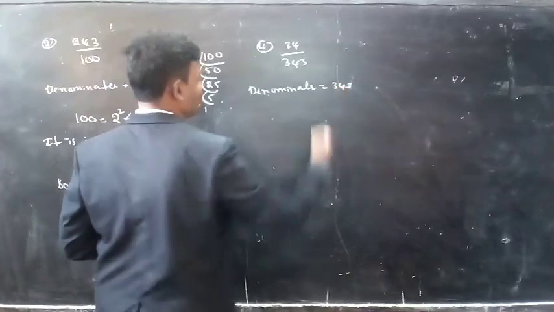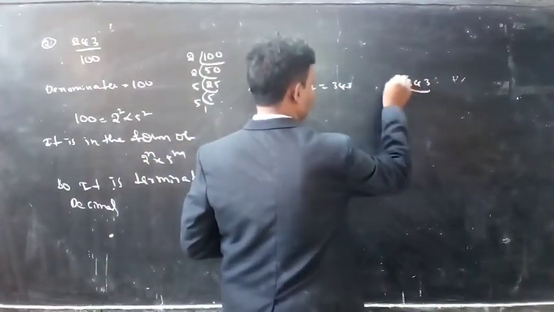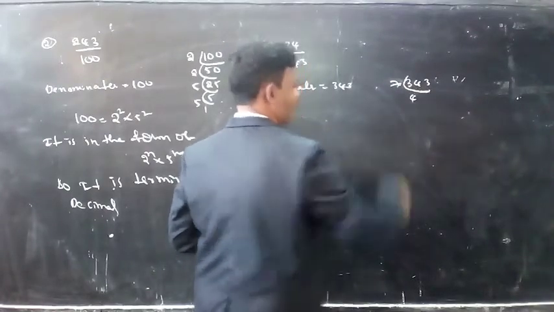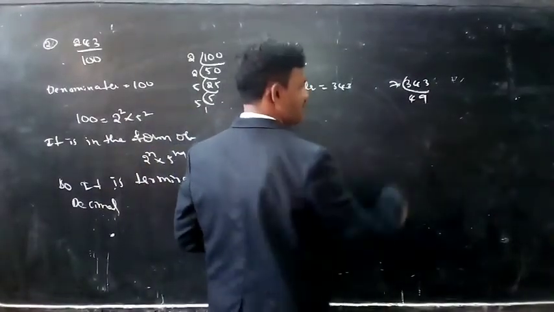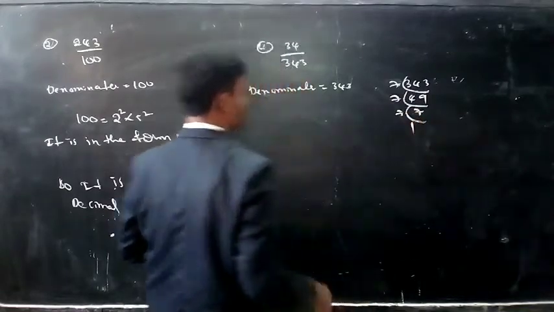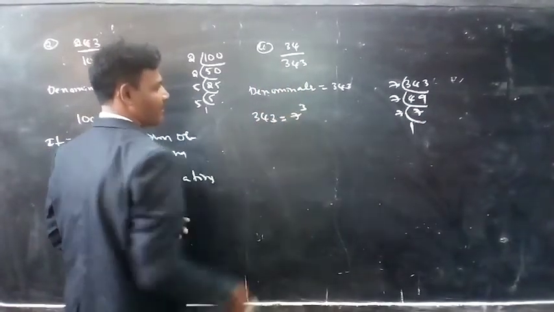The denominator is equal to 343. Now take the denominator aside and divide by 2. It is not going in the 2 table. 7: 7 4s are 28, remaining 6, 63. 7 9s are 63. 7 7s are 49. 7 1s are 7. So 343 we can write as 7 power 3.